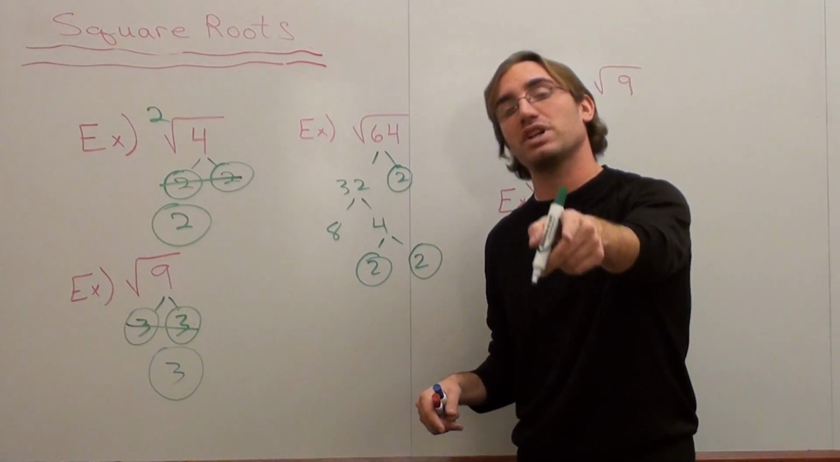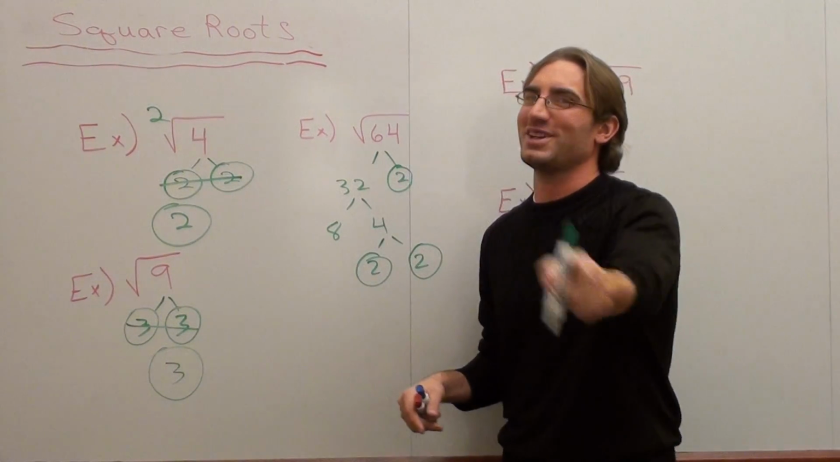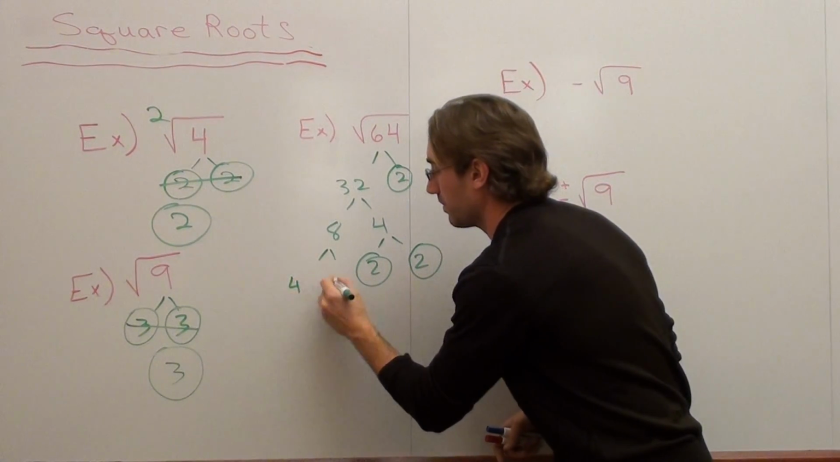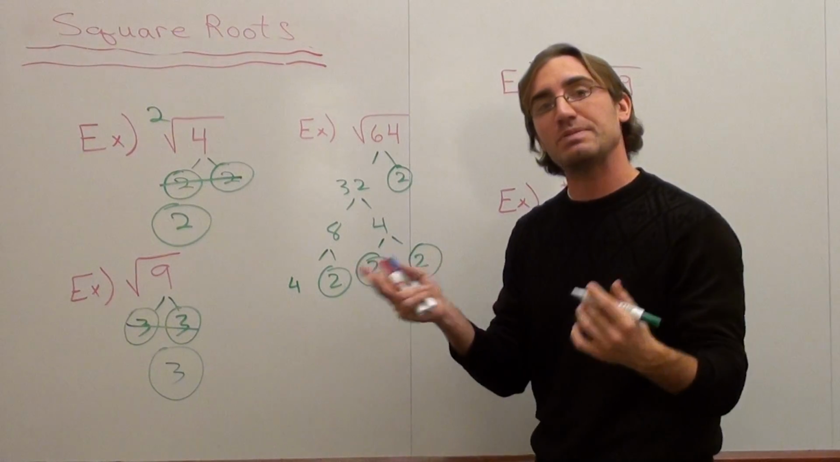4 times 4 is not 8. 4 times 4 is 16, because a lot of students put down 4 times 4. No, it's not. 4 times 2 is 8. Circle your prime, and keep splitting everything you can.